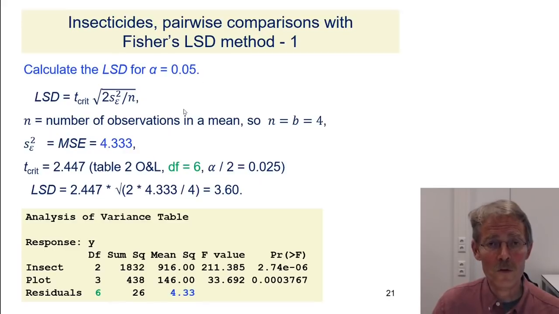And since this is all two-sided, you need alpha over 2, which is 0.025 in the table when you go for the usual alpha of 5%. You can find the t; take some practice there because we live on paper in the exam, so you have to be able to do this: 2.447. If you plug it all in, you see it over here, you get 3.6. So any two means for two insecticides that differ more than 3.6 in absolute value will be significantly different.